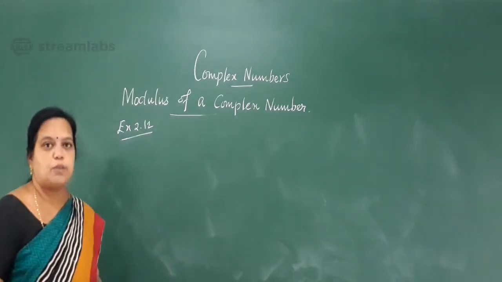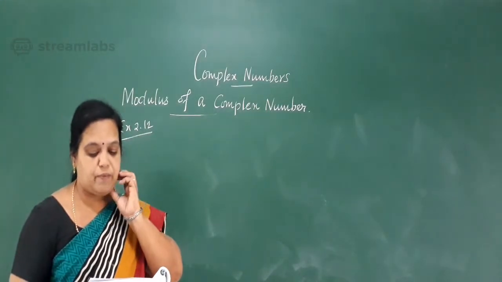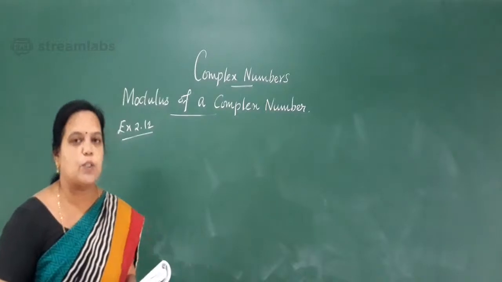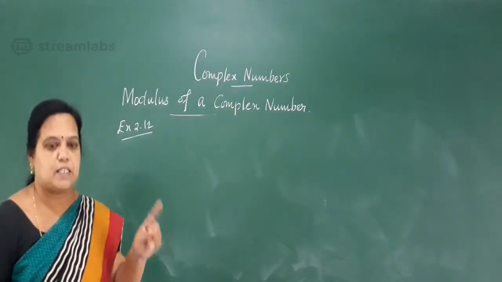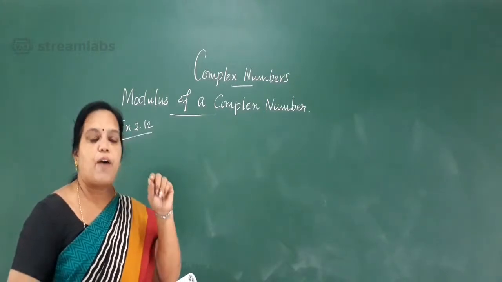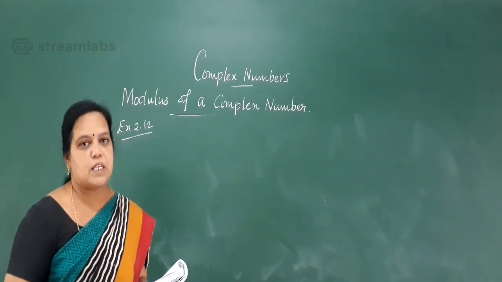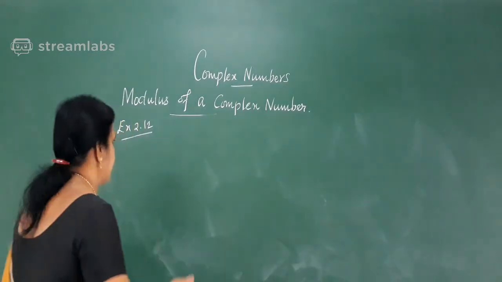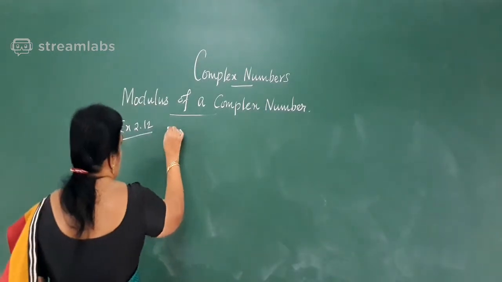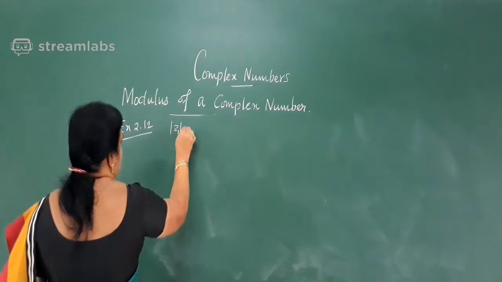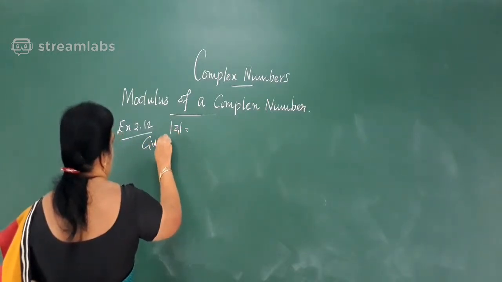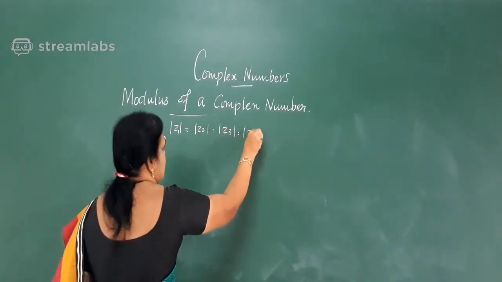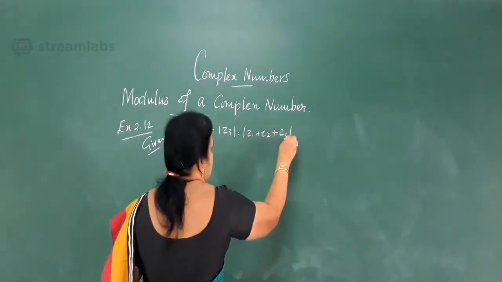If z1, z2 and z3 are complex numbers such that mod z1 is equal to mod z2 is equal to mod z3 is equal to mod of z1 plus z2 plus z3 is equal to 1, they have given this condition. Find the value of mod of 1 by z1 plus 1 by z2 plus 1 by z3. They have to find this. They have given mod z1 is equal to mod z2 is equal to mod z3 is equal to modulus of z1 plus z2 plus z3 is equal to 1.